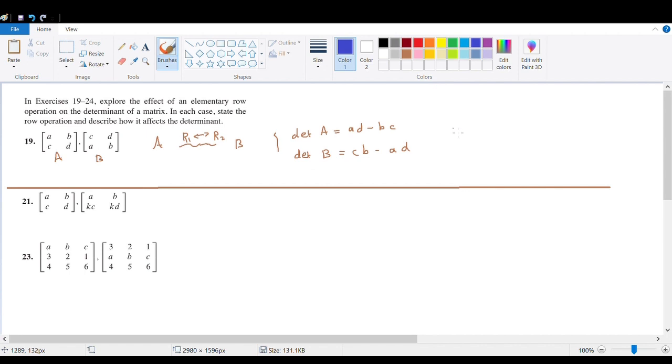So the relation here: determinant of A is equal to minus determinant of B. So if we interchange between two rows, that means the determinant will be changed by this relation. Now let us see for 21.